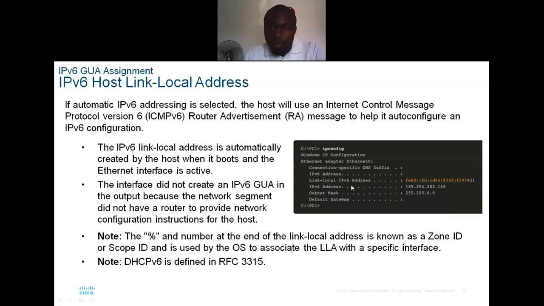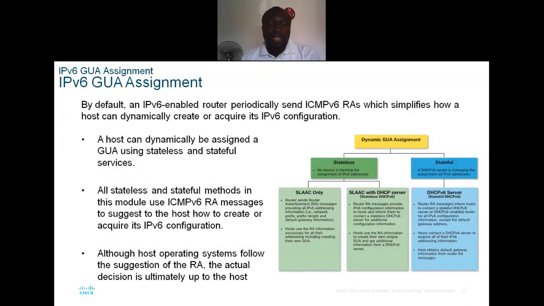So once you do IP version 6 by default, you get a particular IP link local. So the IP version 6 link local address is automatically created by the host when it boots and Ethernet interface is active. The interface did not create the IP version 6 GUA in the output as you have seen, because the network segment did not have a router to provide the network. All right. So note the percentage that you see, like you see here, percentage then 21. And the number at the end of the linked local is known as the zone ID, or the scope ID, and is used by the operating system to associate the LLA with the specific interface. All right. So how do you assign it? You can assign it dynamically or statically.